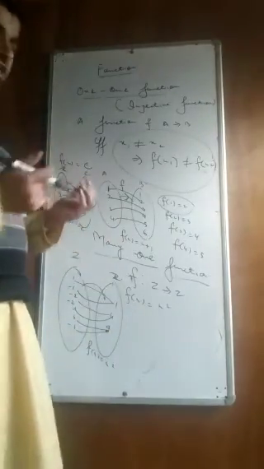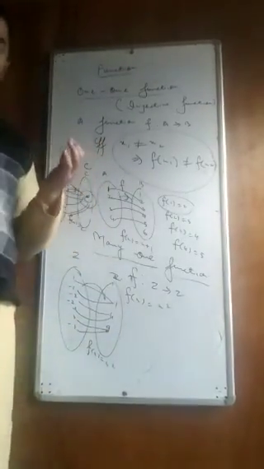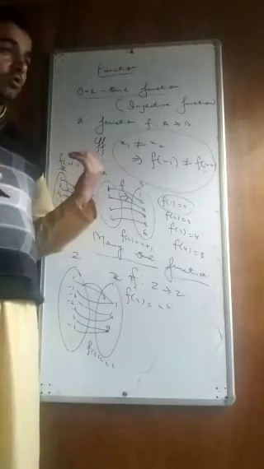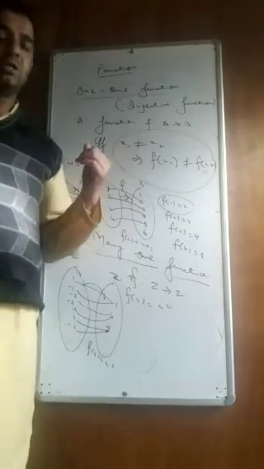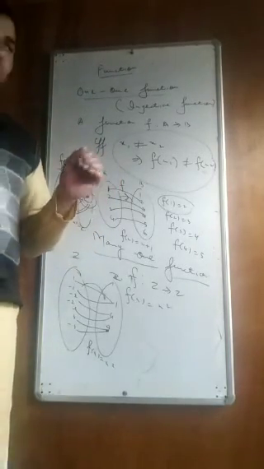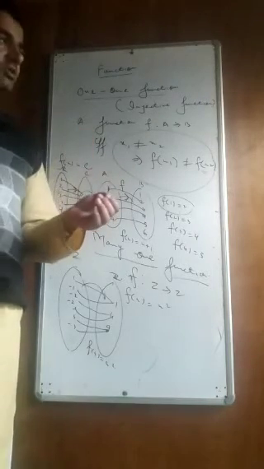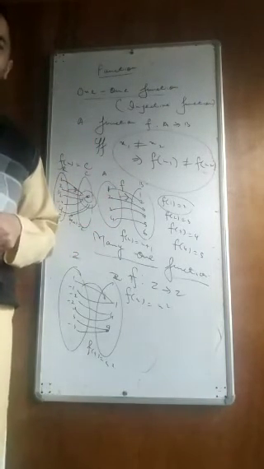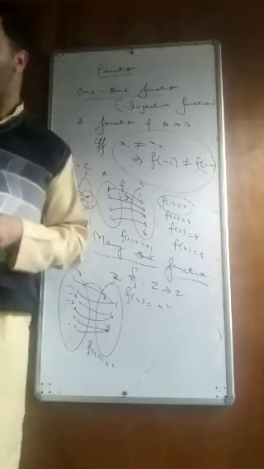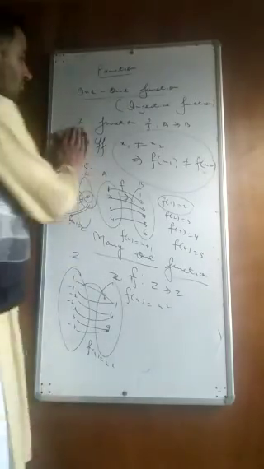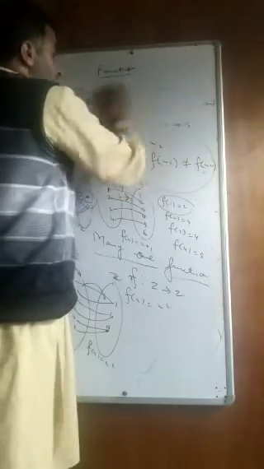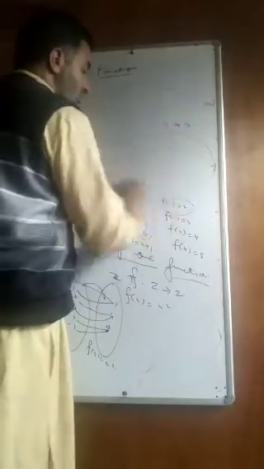Means if distinct elements in domain have same images in codomain, means if 2 or more elements have same image in codomain, the function is called many to one function. ठीक है? There is one more type of function which is very important, that is called onto function.